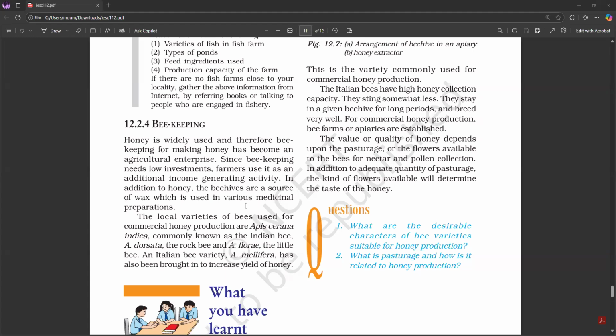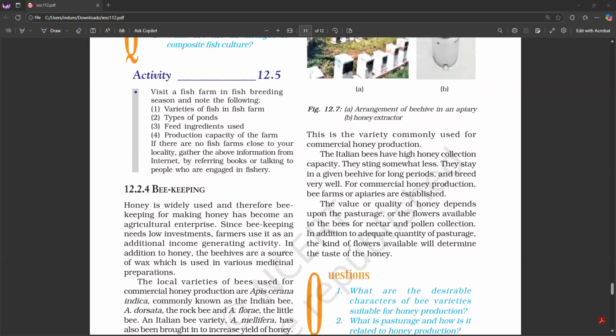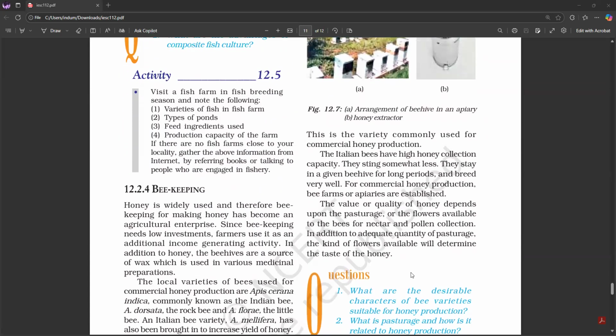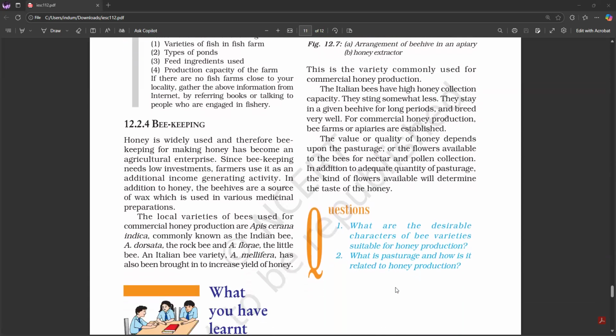An Italian bee variety, Apis mellifera, has also been brought in to increase the yield of honey. This is the variety commonly used for commercial honey production. The Italian bees have high honey collection capacity. They sting somewhat less. They stay in a given beehive for longer periods and breed very well.